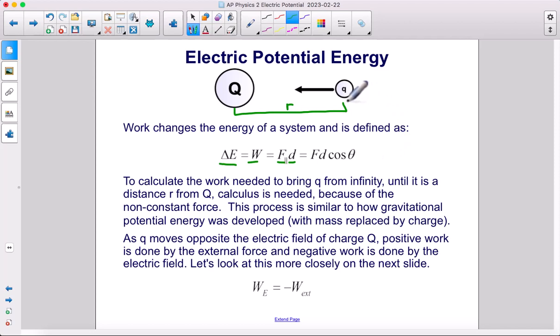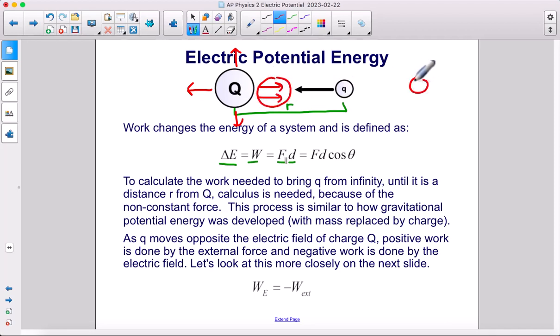As little q moves opposite the electric field of charge q, so remember, charge q is creating an electric field that looks like this in all directions. So little q is moving opposed to this field, right? Positive work is being done by the external force, and negative work is being done by the electric field.